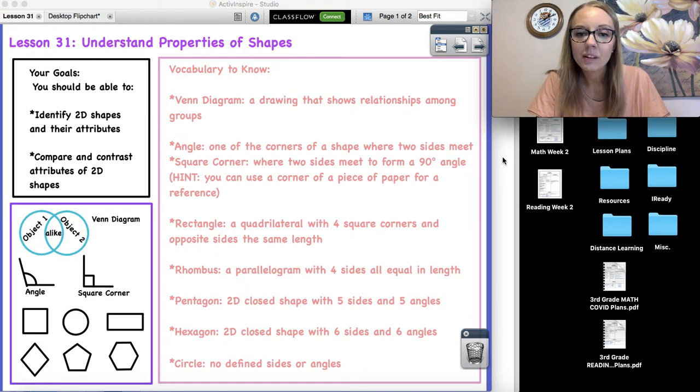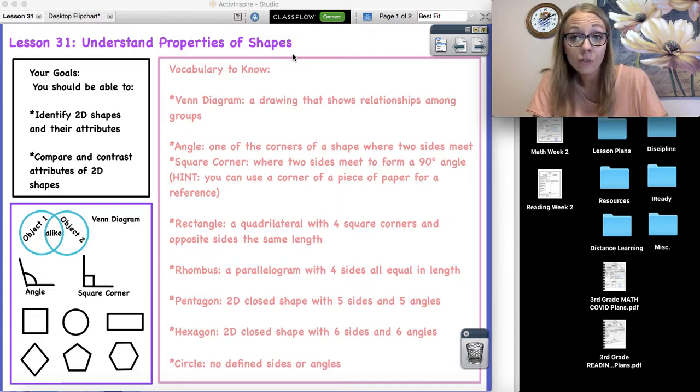I just wanted to hop on here and talk to y'all about your math lesson for this week. You're going to be working in lesson 31. It's called Understanding Properties of Shapes. We're just going to talk about some vocab that you need to know, what you should be able to do when this is all over with, and I'm going to walk through some pages of the book with you. So by the end of this, you should be able to identify two-dimensional shapes and their attributes, just describing them, and you need to be able to compare and contrast those shapes.